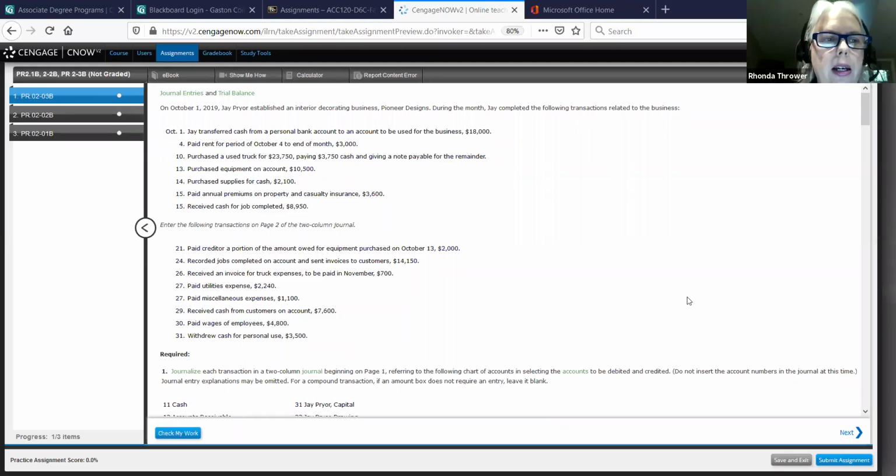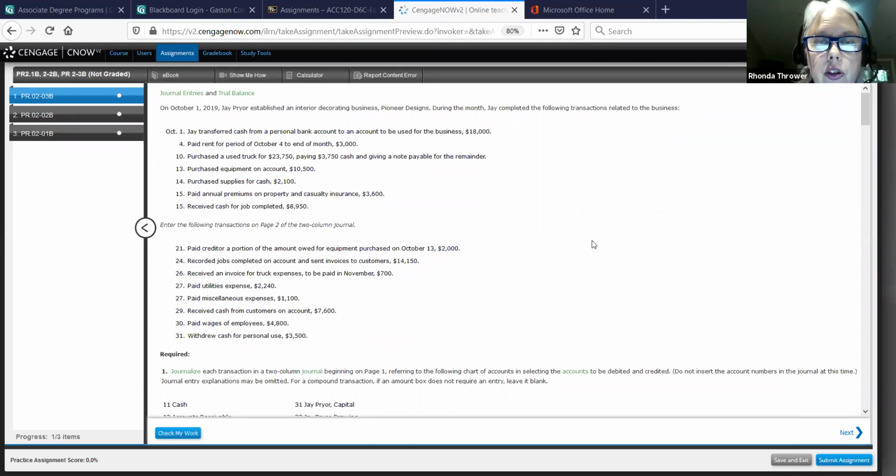You should be able to see Problem 2-03B now. And what we're going to be doing today is learning about a journal and a ledger. A journal is the first official place where we record transactions. I know in the last video we learned how to put our transactions into T accounts, which are tools that will help us to analyze transactions.